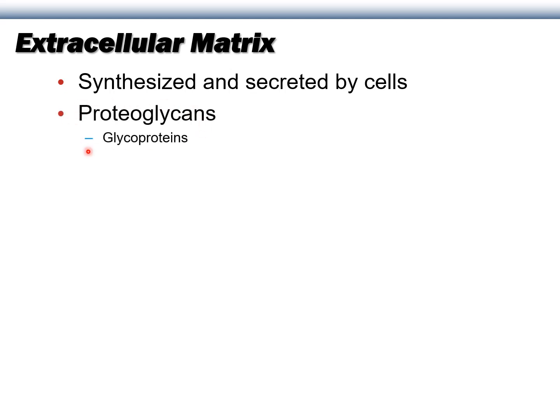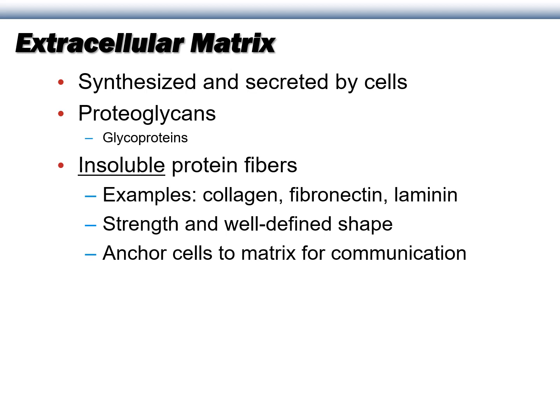A lot of these extracellular proteins have carbohydrates attached to them. So you have glycoproteins, which means you have proteins that have been modified with carbohydrates, and you have proteoglycans, which means that there's more carbohydrate than protein. So the proteins are stuck on the carbohydrate, and the carbohydrates are stuck on the protein with glycoproteins. Lots of what we call insoluble protein fibers.